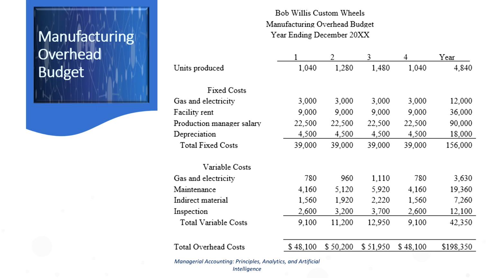The variable costs, on the other hand, change. The variable costs are computed by taking the units produced at the top of the analysis and multiplying those times the variable cost per unit, which was on the previous slide, for gas and electricity, maintenance, indirect material, and inspections. The units produced is coming directly from the production budget. Hence, we must know production before we can compute the variable costs per unit for production costs.